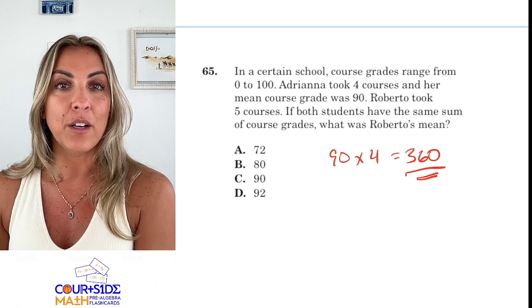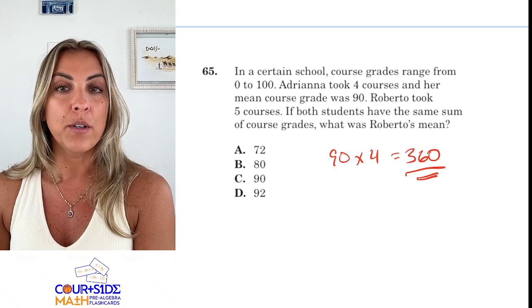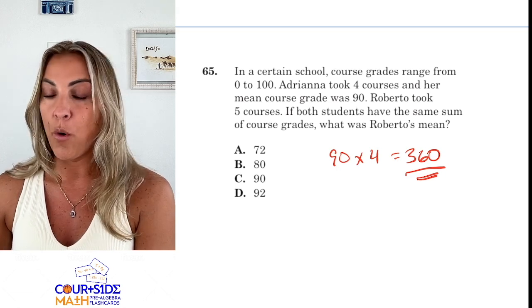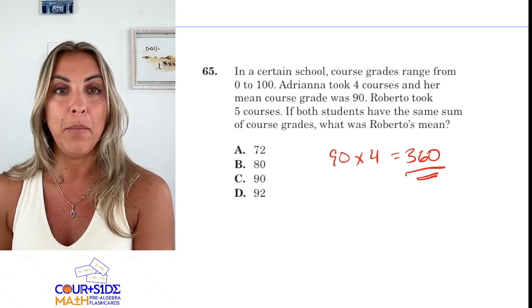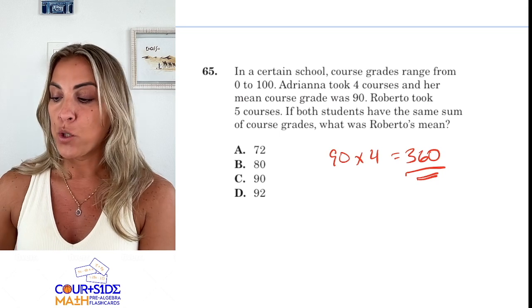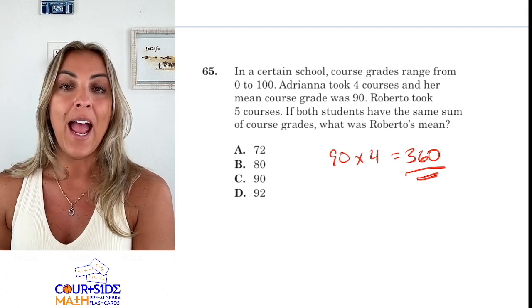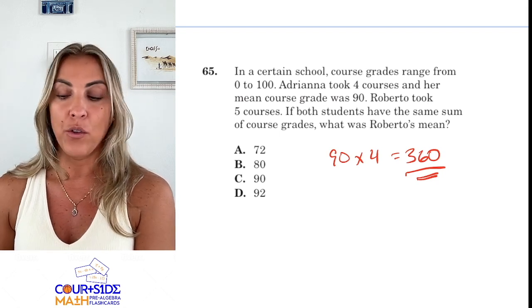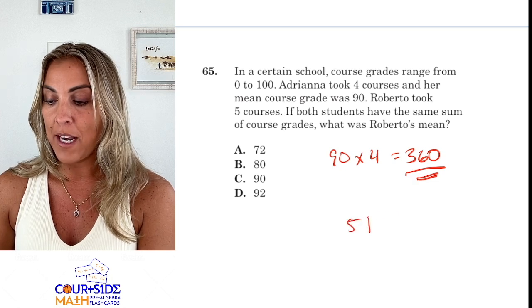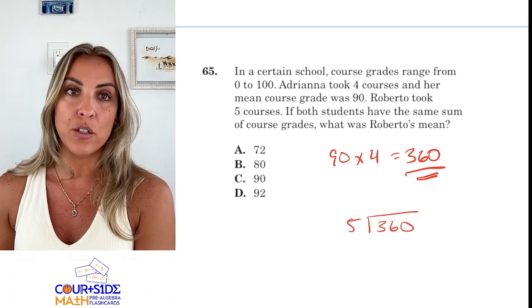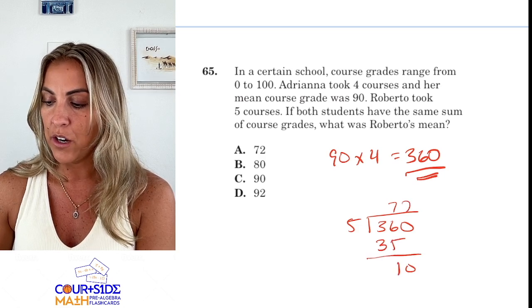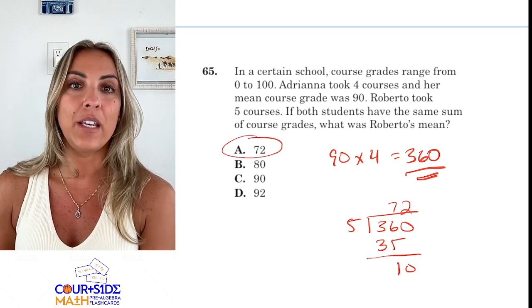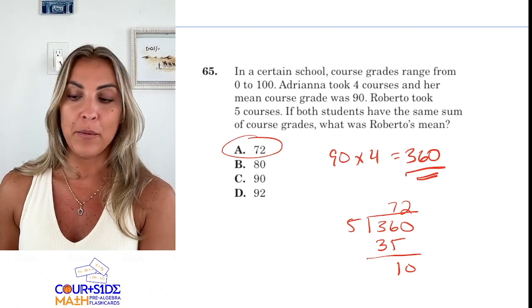Now it says Roberto took 5 courses. If both students have the same sum, so Roberto also has a sum of 360, what was his mean? Well, again, mean means that we're going to add them up, which we already have done, it's 360, and divide by the number of values. So in Roberto's case, we're dividing by his 5 grades. So we're doing 5 into 360, do our little division here, and that gives us 72 as Roberto's mean.